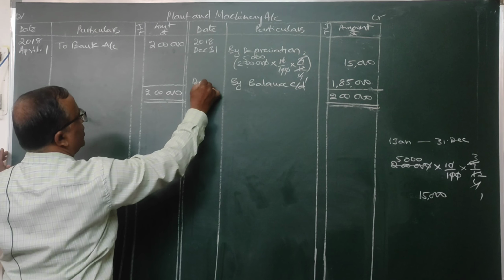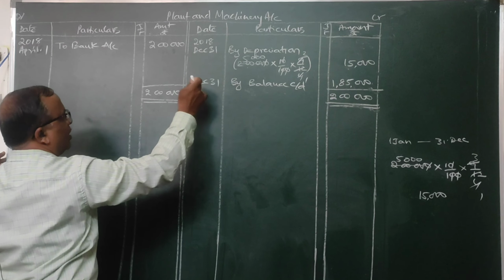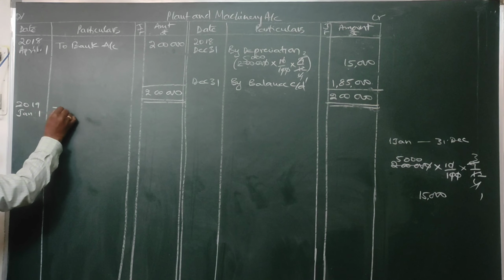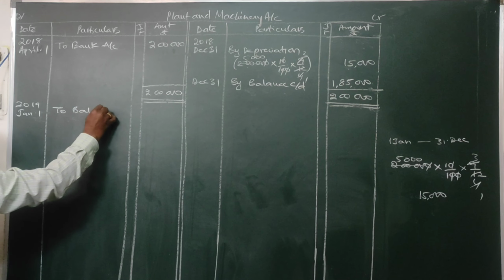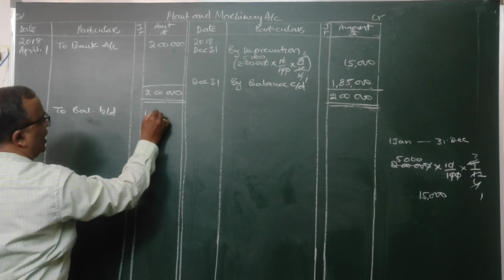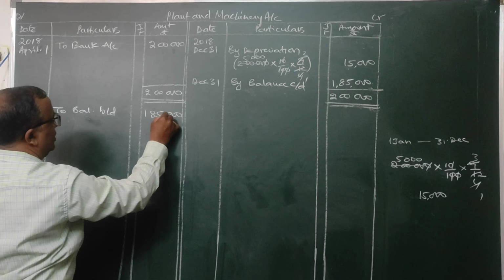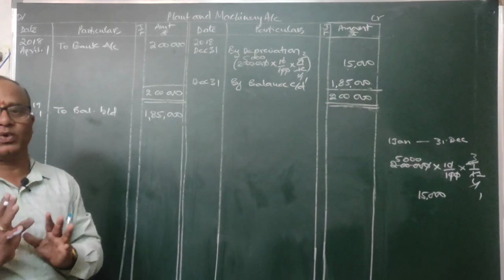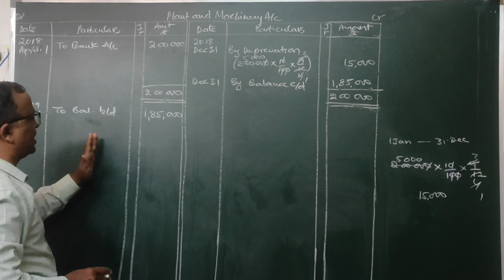This is on 31st December 2018, which will become, in the next year 2019, on January 1st, balance brought down. So how much? 1,85,000. This will become the opening balance. See, he has asked us to do the machinery account for 3 years. So in this year, nothing else has happened.